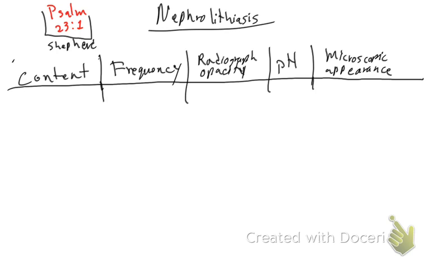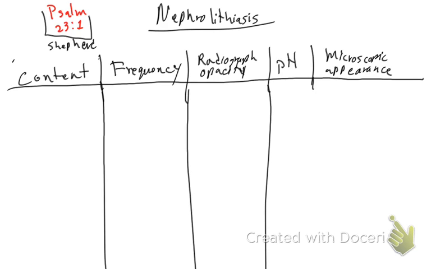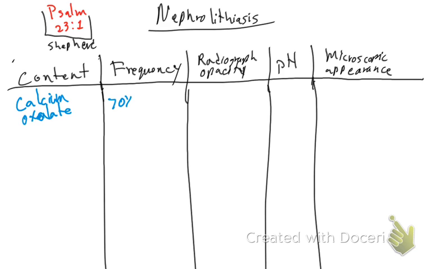Now we can start with the first one, which is about calcium. We're going to see two about calcium here, and one of those is called calcium oxalate. What do you think is the frequency of calcium oxalate? It is the most common, which is very high, 70% to 80%.